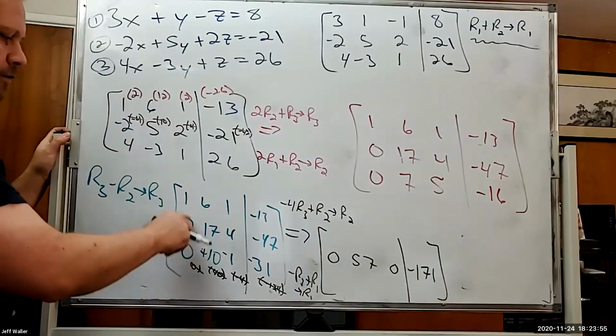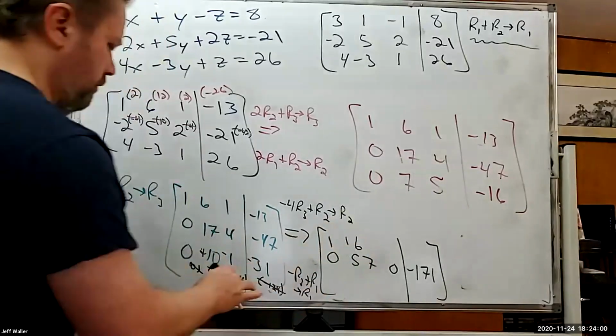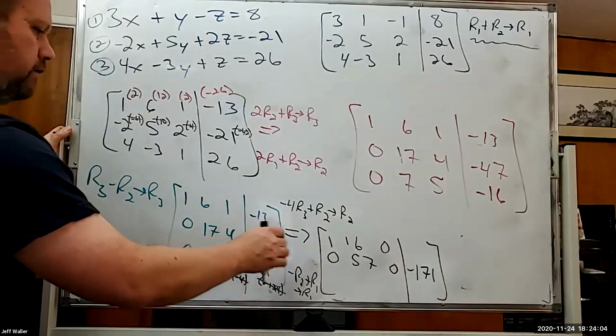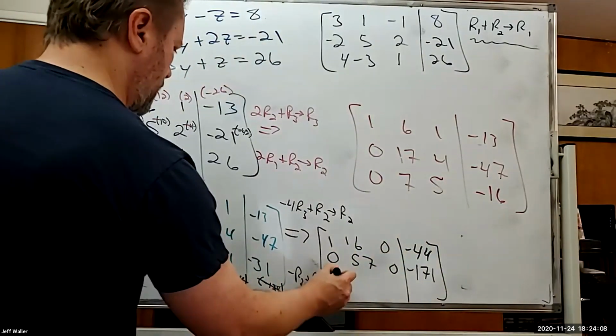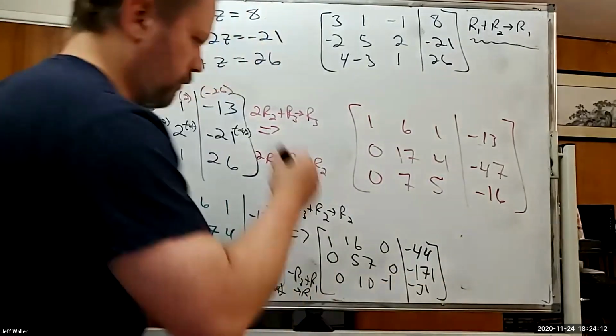So now I get 0 plus 1 is 1. 10 plus 6 is 16. -1 plus 1 is 0. -31 minus 13 is -44. That's nifty. And then the bottom row stays the same. All right, I can keep it like that, sure. Okay.